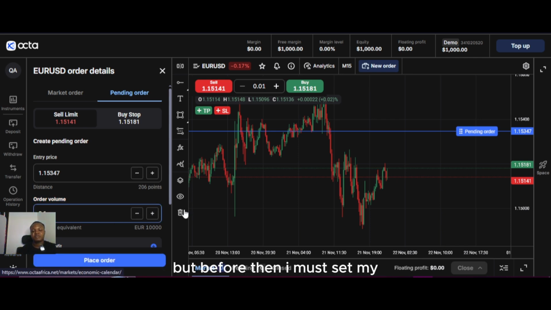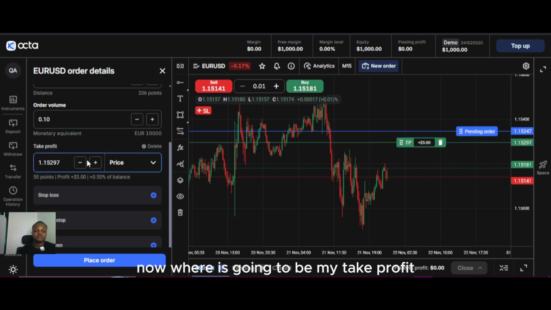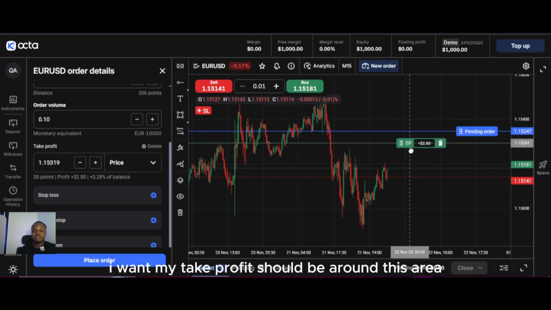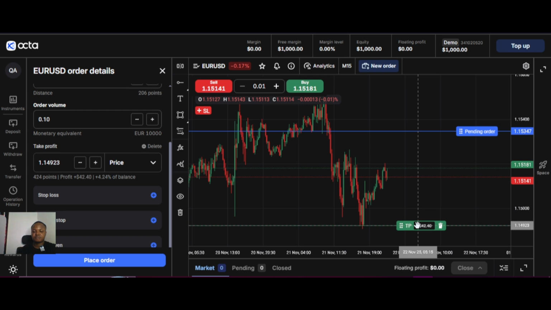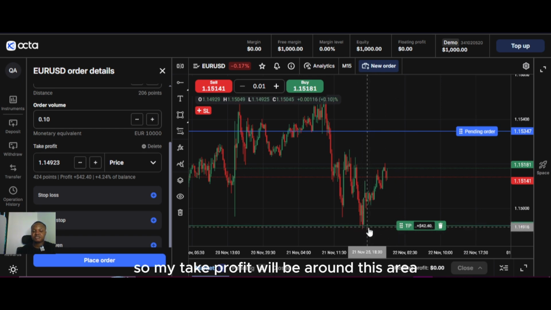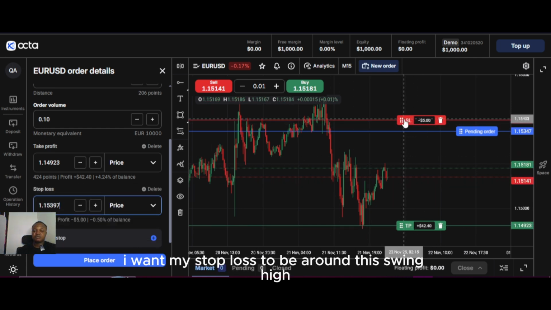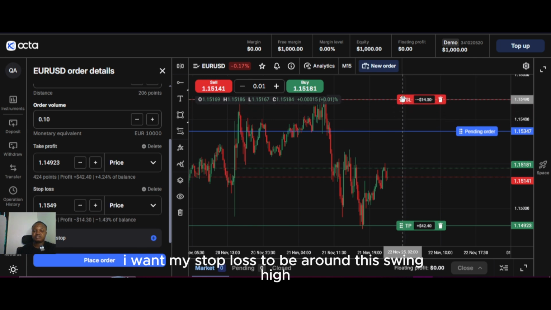But before then, I must set my stop loss and take profit so that I'll be able to determine the lot size I want to use. Now for the take profit, where is going to be my take profit? I want my take profit to be around this area, since this is the recent low. For my stop loss, I want it to be around this swing high.